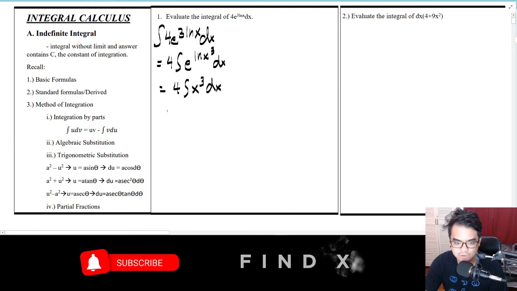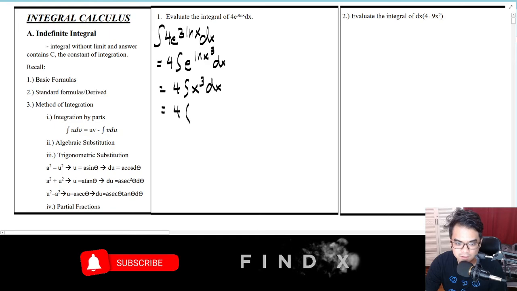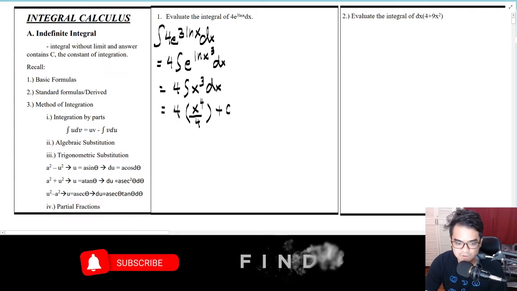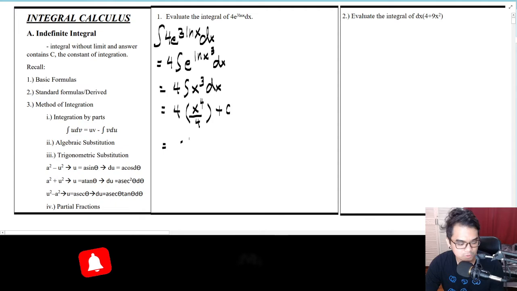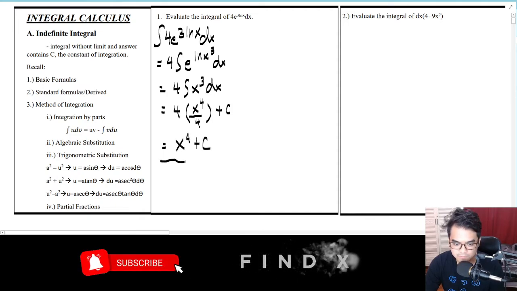Now you can easily integrate this using just the power rule. You have here 4, and the integral of x cubed is x raised to 4 divided by 4. This doesn't have any limit, so it must have plus c. Simplifying, the 4 will cancel, so you'll be left with x raised to 4 plus c. That will be your answer.